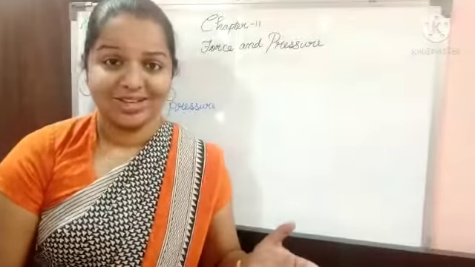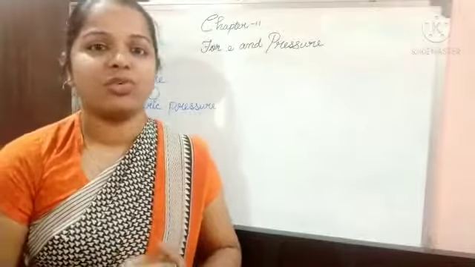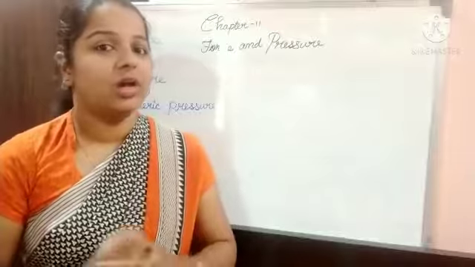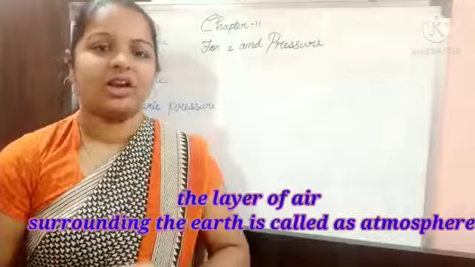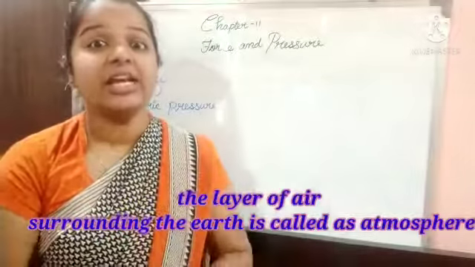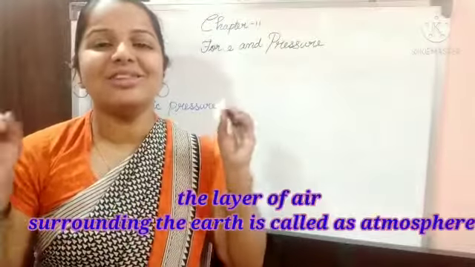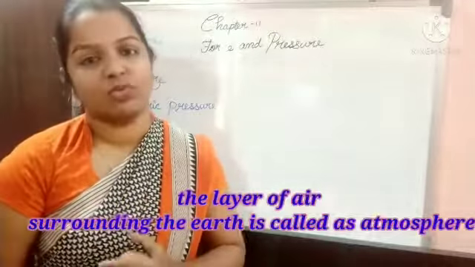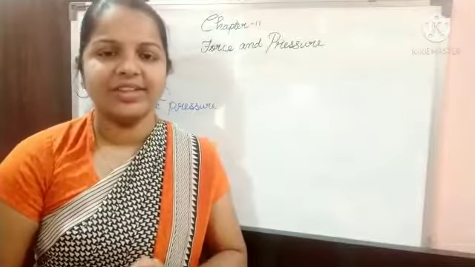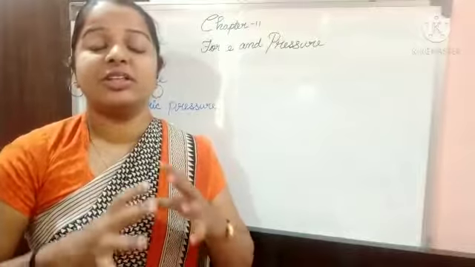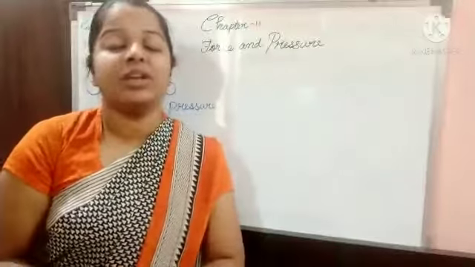Like liquid, the atmosphere also exerts pressure. First of all, we should know what the atmosphere is. Atmosphere means the layer of air surrounding the earth, also called the blanket of air that surrounds the earth. The pressure exerted by the atmosphere is called atmospheric pressure. Understand, students? And this pressure exerted by the atmosphere lies within certain kilometers only.